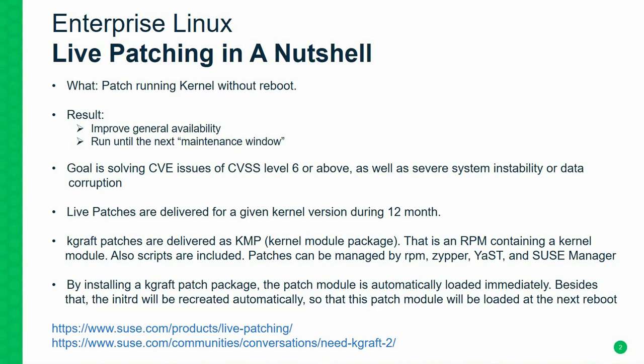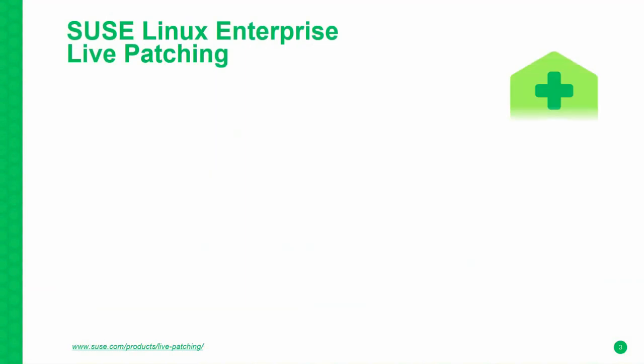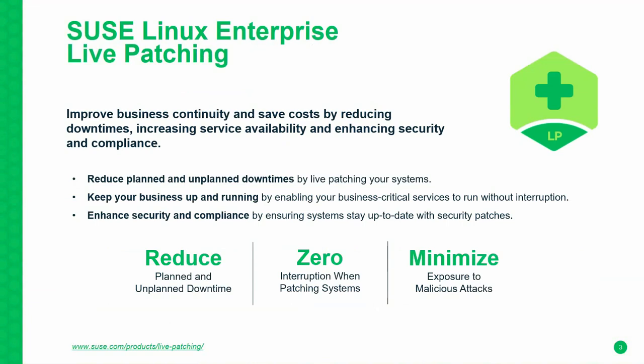By installing a kgraft patch, the patch module is automatically loaded immediately. Besides that, the initrd will be recreated automatically so that this patch module will be loaded at the next reboot. SUSE Linux Enterprise Live Patching improves business continuity and saves costs by reducing downtimes, increasing service availability, and of course, enhancing security and compliance.